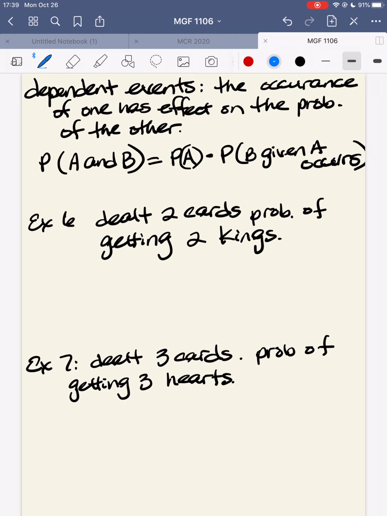All right. And we're going to look at a few examples here. We're going to look at example 6. So you are dealt 2 cards. It's from a 52 card deck. Okay, I didn't write that in there. And I want to know the probability of getting 2 kings, okay? Well, the first time I draw a card from a 52 card deck, there are 4 kings in that deck. So when I draw a card the first time, I have a probability of getting one of those 4 kings out of the 52 card deck.